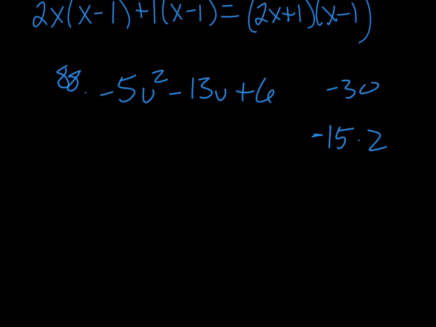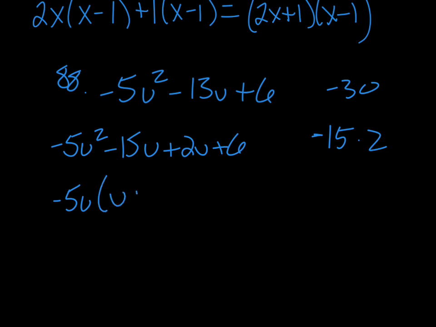All right, so then -5u squared minus 15u plus 2u plus 6. Again, don't worry about the order because it'll always work out as long as you're doing it all right. What comes out of that first one? -5u. What's left over? u plus 3. Take the 2 and just u plus 3. So that'd be -5u plus 2 times u plus 3.